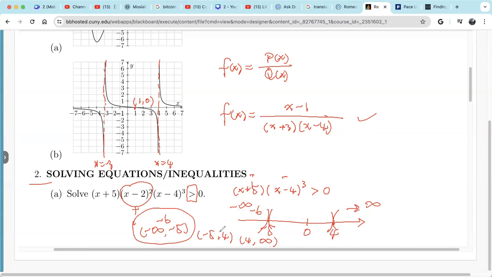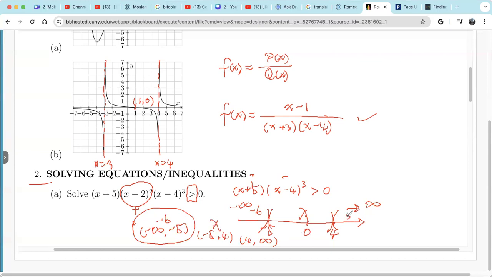I'll pick one from the middle interval. Let's pick 0. 0 plus 5 is 5, positive. 0 minus 4 raised to the power 3 is negative. Positive times negative cannot be positive, cannot be greater than 0. So this won't be in the solution.